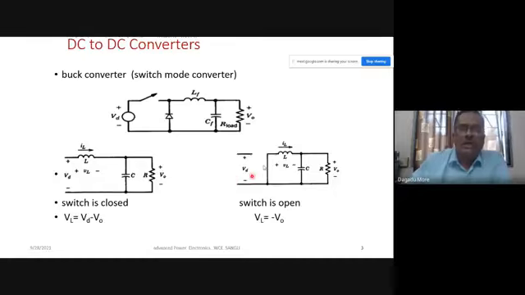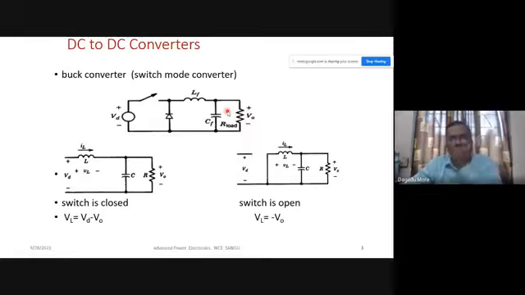We have discussed in second year, particularly power electronics, various types of DC to DC converters. Here we have shown a buck converter, a DC to DC buck converter. If you look at the diagram, this is our input voltage. With a DC to DC converter, we get a variable DC from a fixed DC.